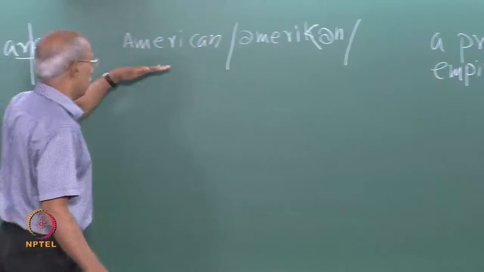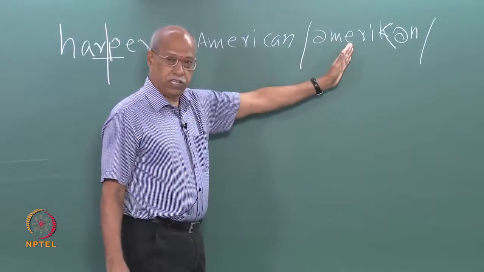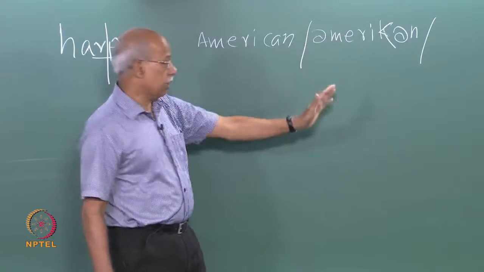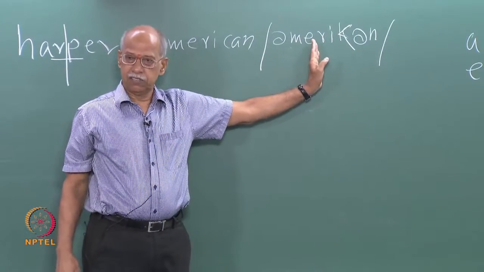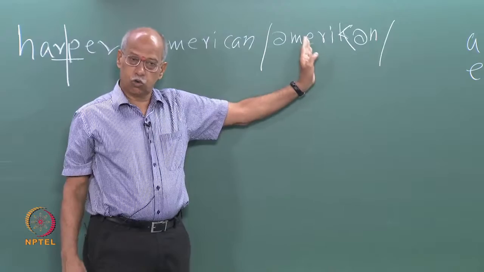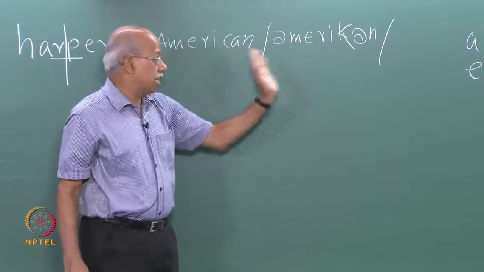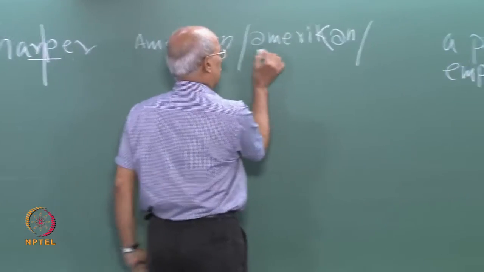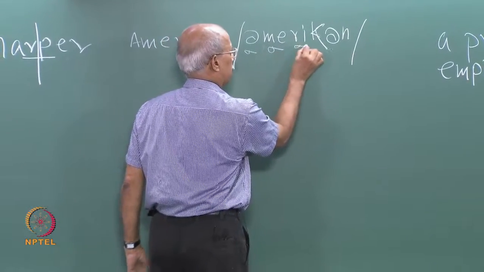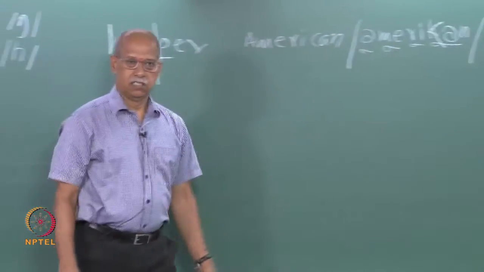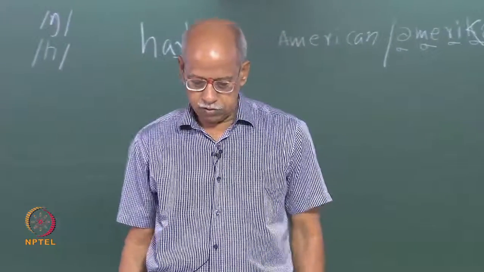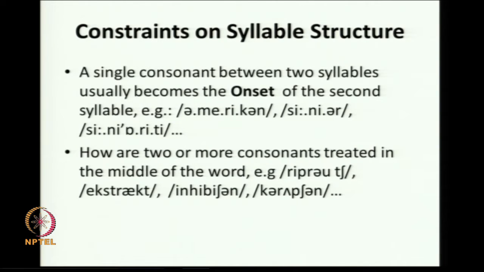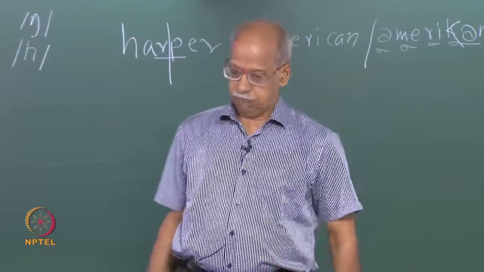So empirically, you find that though it can go either way, you get better results if you conclude that "ma" is the onset of the following syllable rather than the coda of the previous syllable. If you apply that principle, then this is one syllable, this is another, and this is another. Correct? So you make a principle saying that a single consonant between two syllables usually becomes the onset of the second syllable rather than the coda of the first.